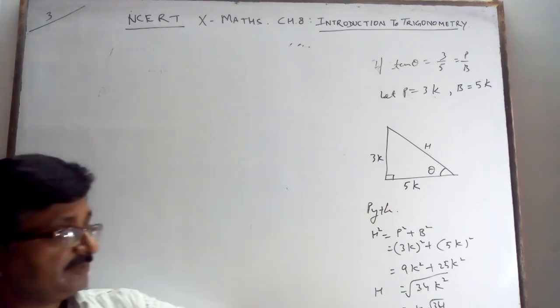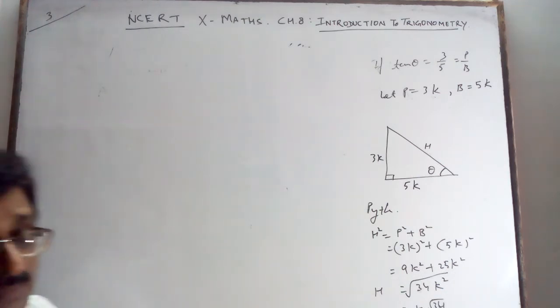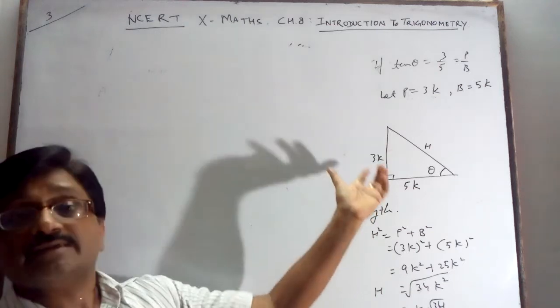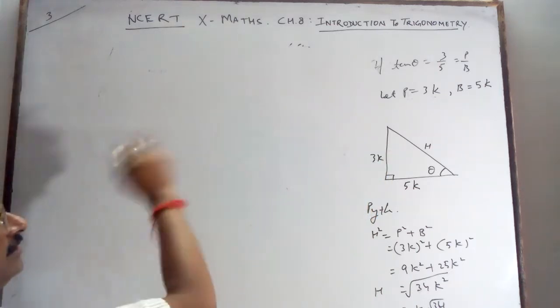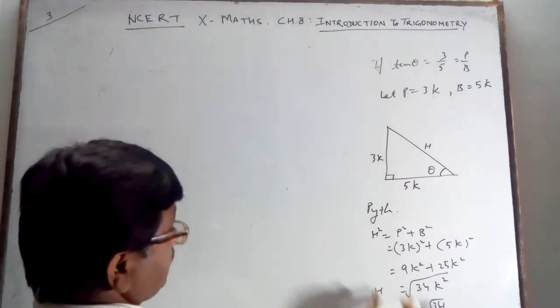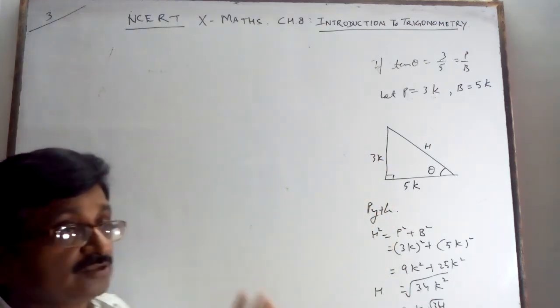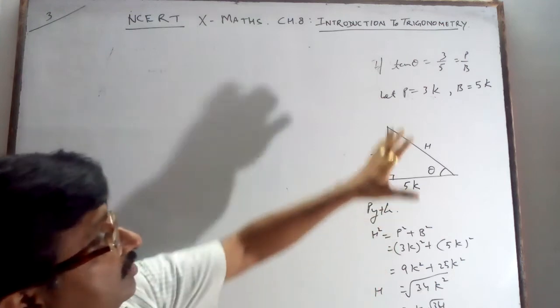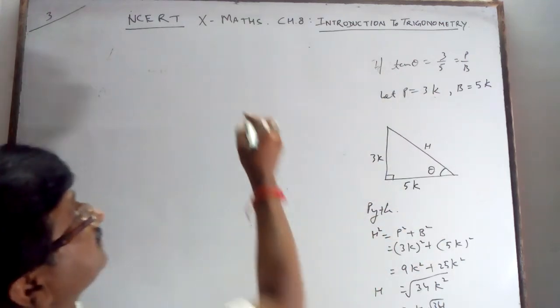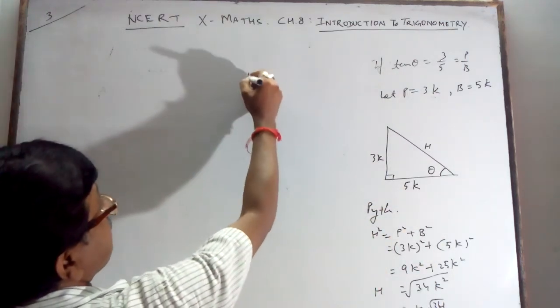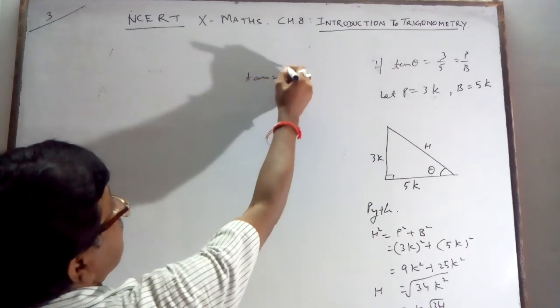So your answer will be k under root 34. Now you will get another question. What is the sine, cos, tan, cot? Tan theta is given. Tan theta is equal to 3 by 5.